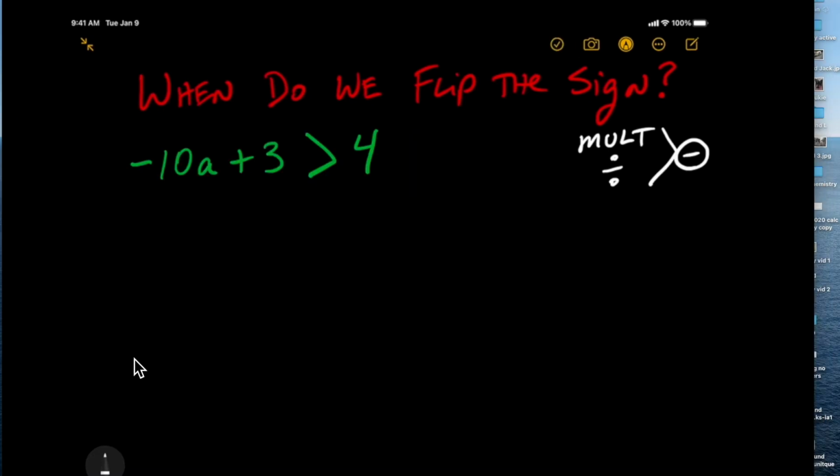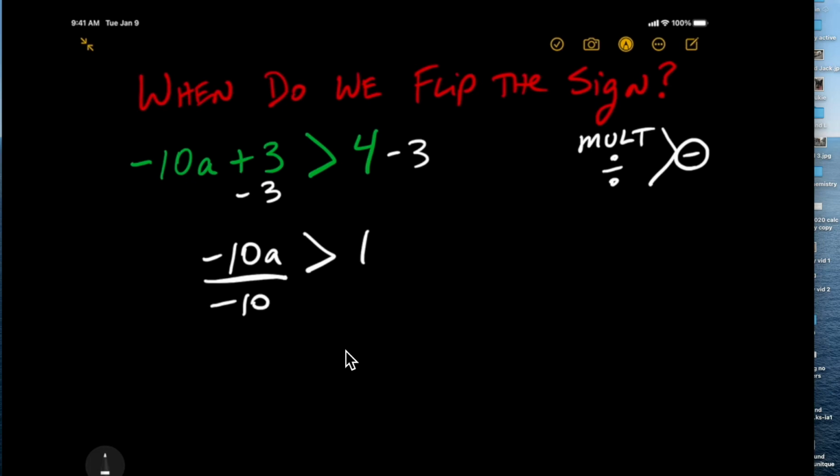Now let's look at this inequality. We have negative 10a plus 3 is greater than 4. So my first move here would be to subtract 3 from both sides. We would have negative 10a is greater than 1. And next I would divide by negative 10. And as soon as I divide by a negative number, that means I'm going to have to flip the sign. So my final answer is going to be a is less than negative 1/10. Flip the sign whenever you divide or multiply by a negative number in the pursuit of isolating the variable.